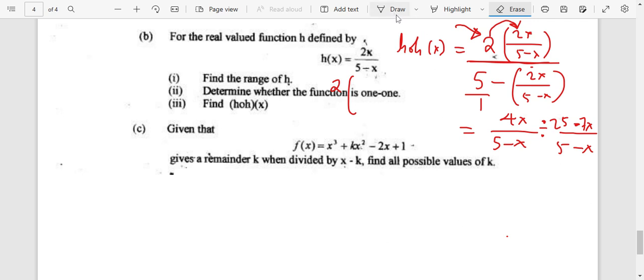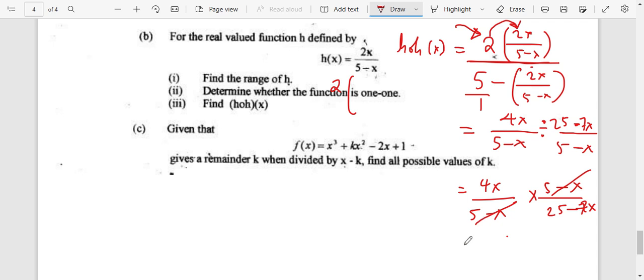So good. And then I'm going to swap this. This is going to be 4x divided by 5 minus x. And then we change it to times. The 5 minus x goes on top, and then the 25 minus 7x comes down. So this 5 minus x will cancel with 5 minus x. We're going to have 4x divided by 25 minus 7x. And that is going to be it.